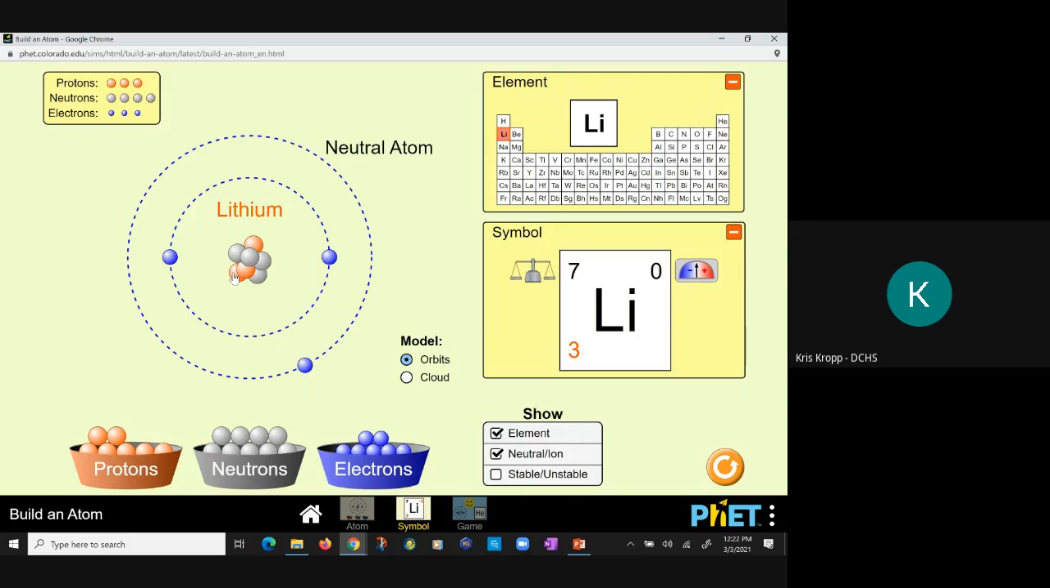All right, lithium's mass is 7. By adding another neutron, we add another proton. Notice the atomic number changes again. I go to a different element. My mass number changed when I added that proton. Positive charge again.